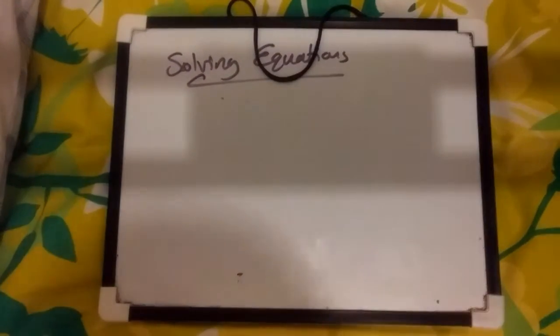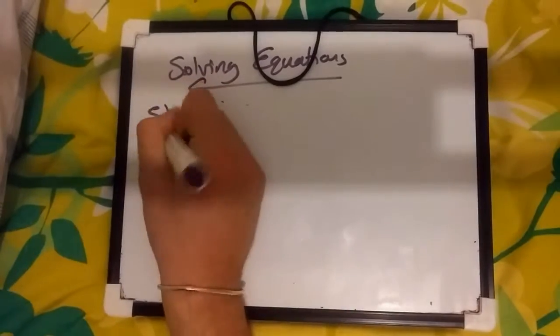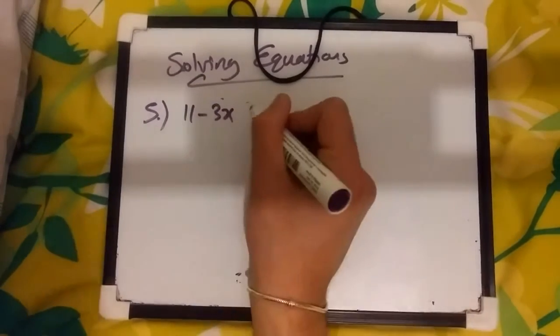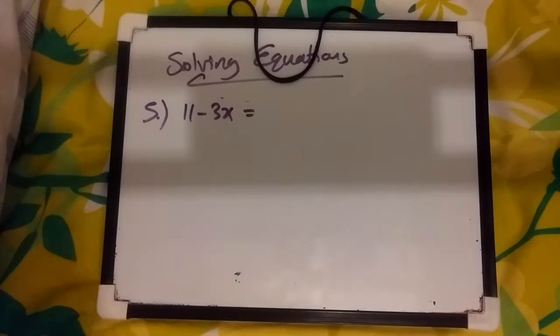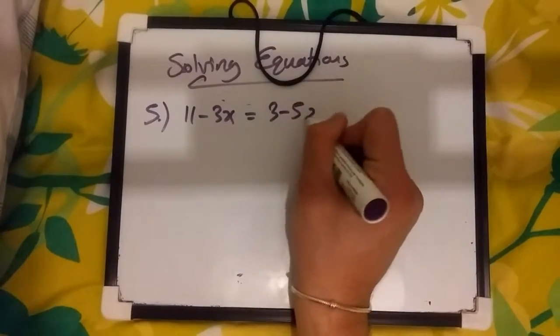You know what? Let's move on to number 5 now. Number 5. We're going to have 11 minus 3x. And by the way, guys, I want you to do these questions at the same time I'm doing them. This is going to equal 3 minus 5x.